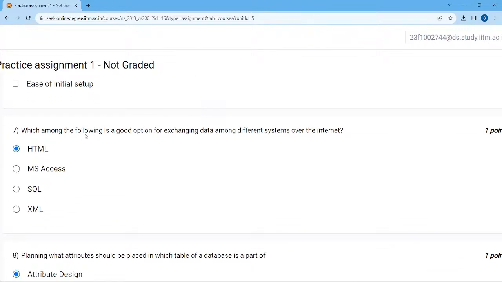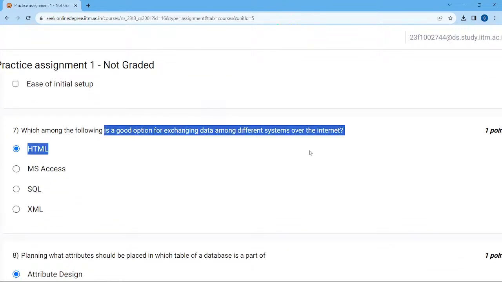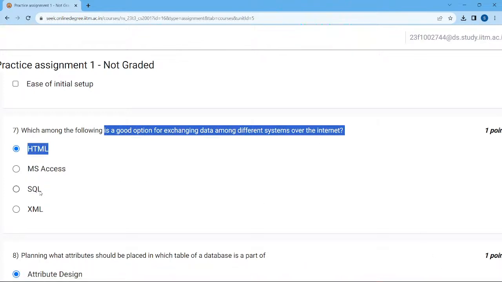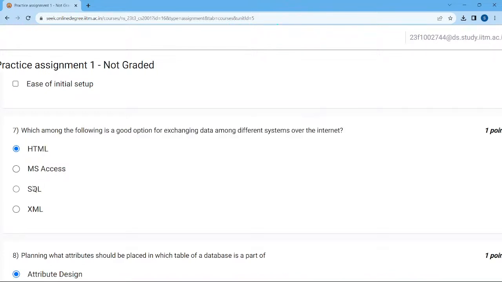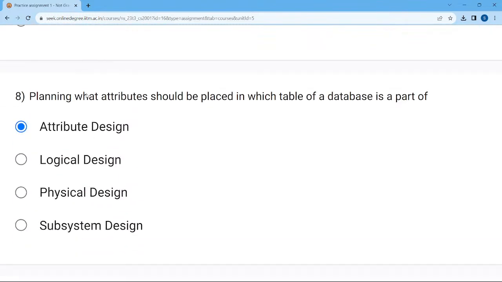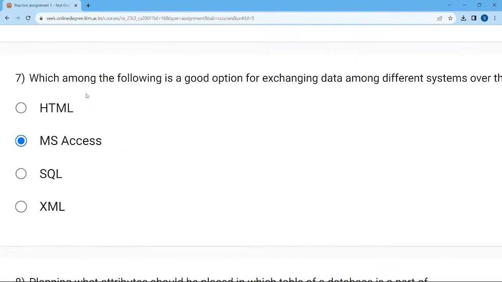Which of the following is a good option for exchanging data among different systems over the internet? I guess SQL or MS Access. I would go with MS Access because XML is something totally different. SQL is DDL, DML stuff. HTML has not been mentioned in the PPT anywhere. I guess it is MS Access. So we are going through the process of elimination here.